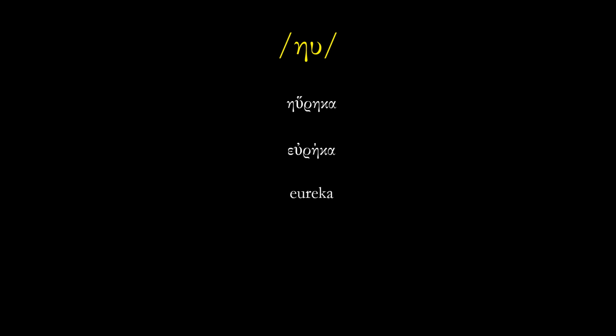It's true that epsilon epsilon words come into English with the EU sound, like Europe and eulogy and euphemism. These are important in the study of Greek, but they also help us understand the etymology of English words.